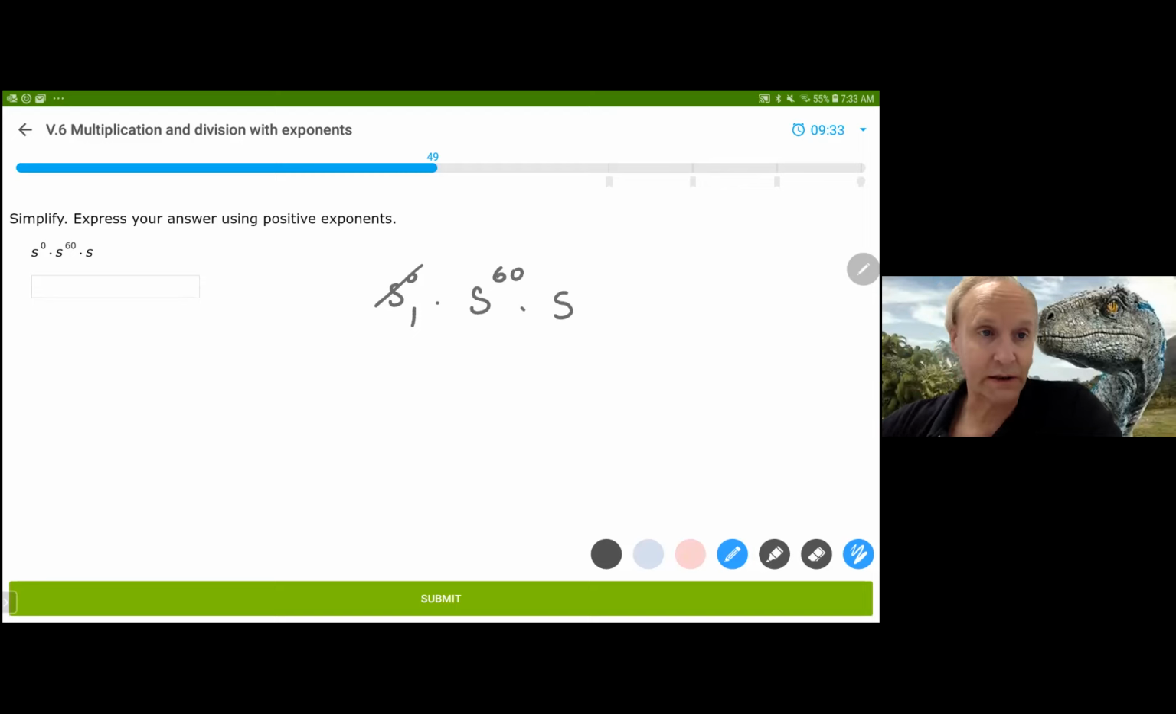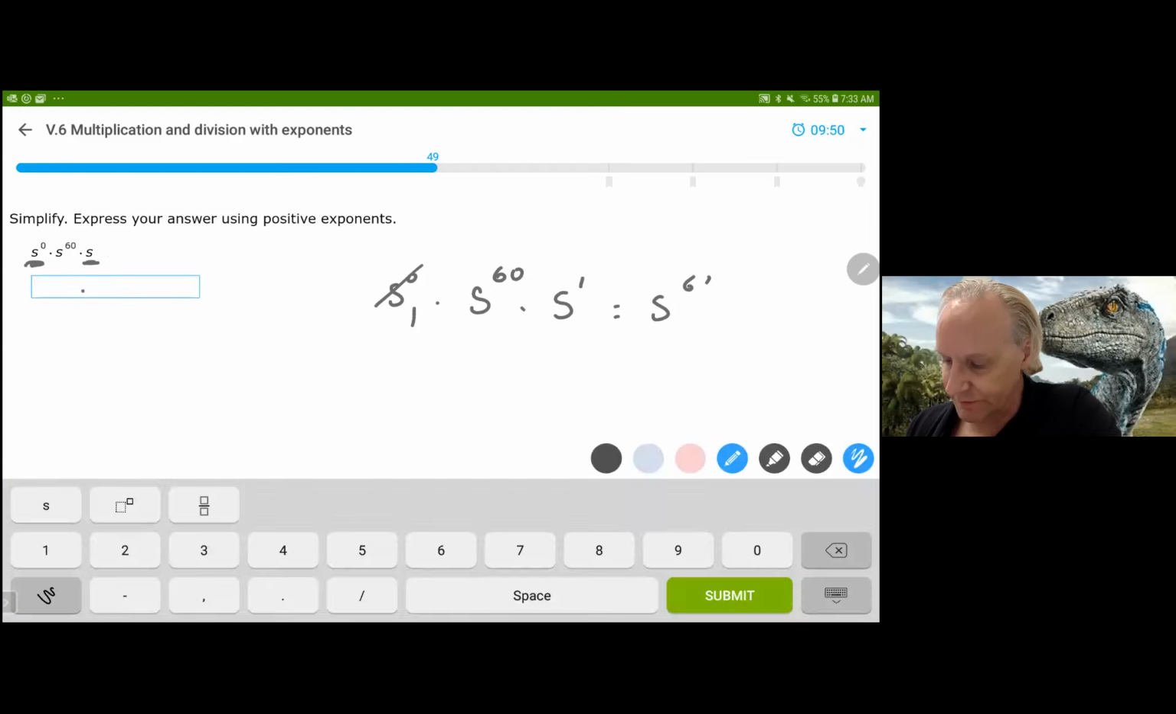I know what they're doing here. What they want to do is make sure that you understand that this is not the same thing as this. And of course, a lot of people, when they don't see anything, think it's a 0, but it's actually a 1 right there, which of course is s to the 61 power, or 61st power is the way to say that.